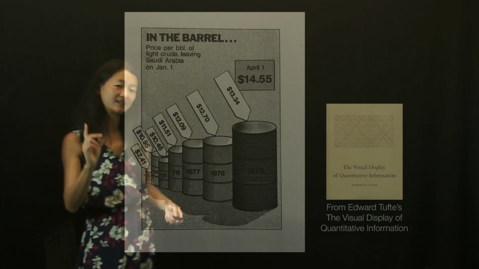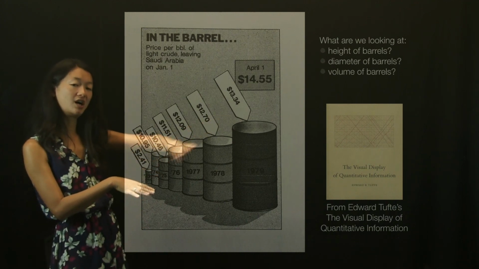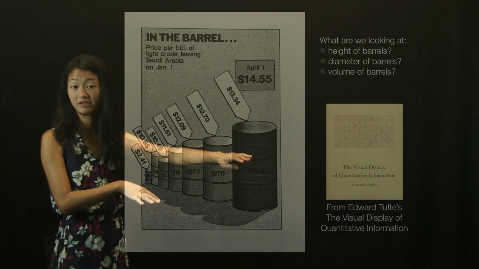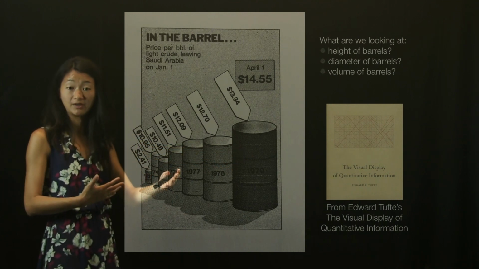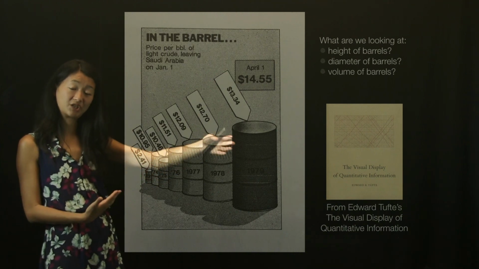But it's being really deceptive because it's not clear how they're drawing the sizes of these barrels. Are we looking at the height of the barrels? Are we looking at the diameter of the barrels? Are we looking at the volumes of the barrels? These things really change a lot depending on what is the relevant quantity that we're changing here.